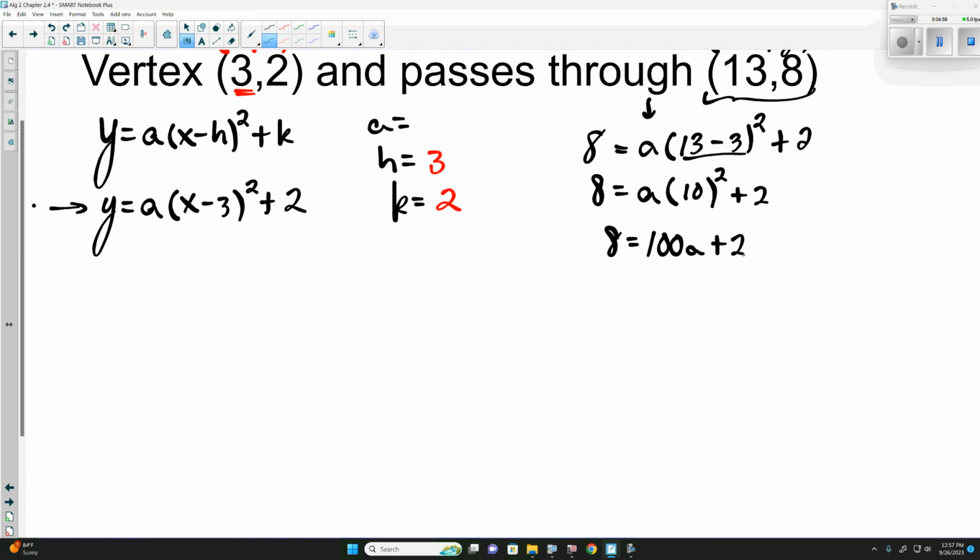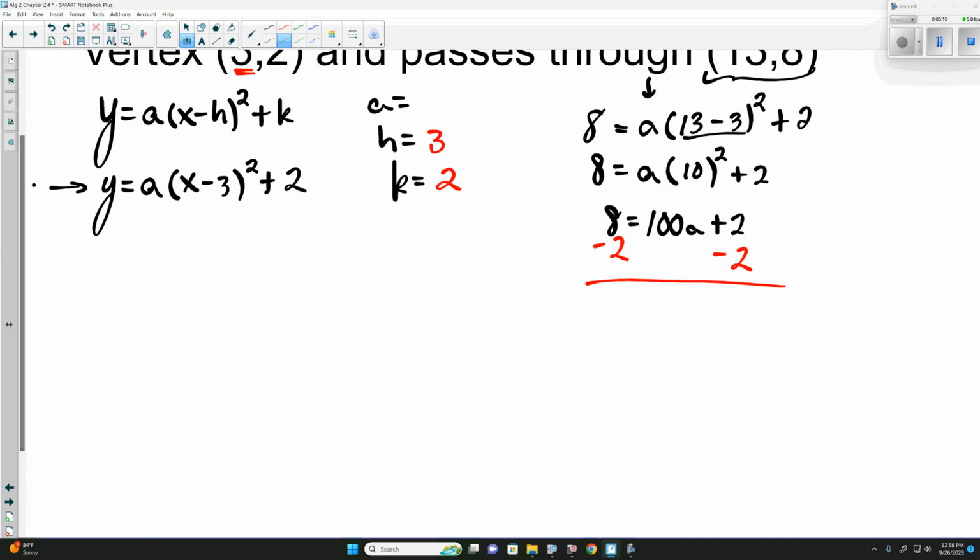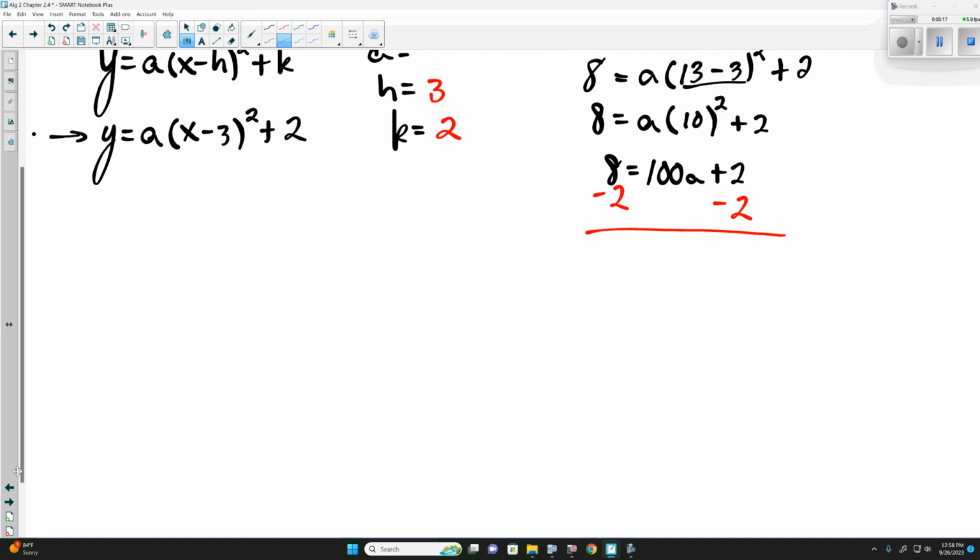What do we need to do next? We would combine if we did have like terms. 100a and 2 are not like terms, but we do need to get the 100a by itself, so we can subtract 2 from both sides. So that will get us the 100a by itself, because our 2 minus 2 would be 0. And 8 minus 2 is 6.